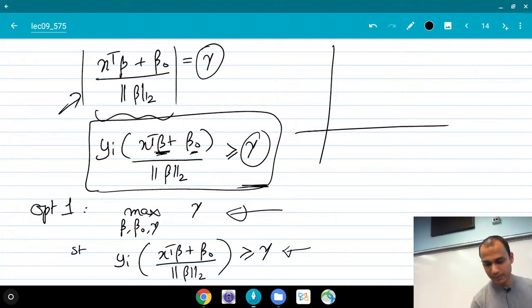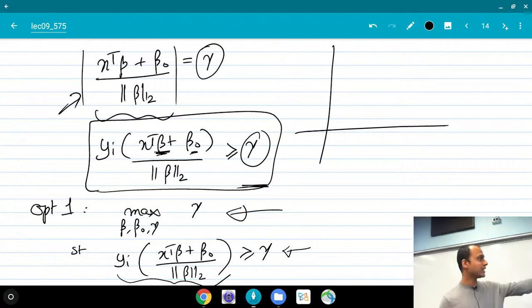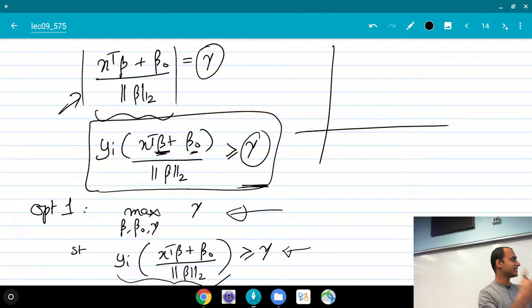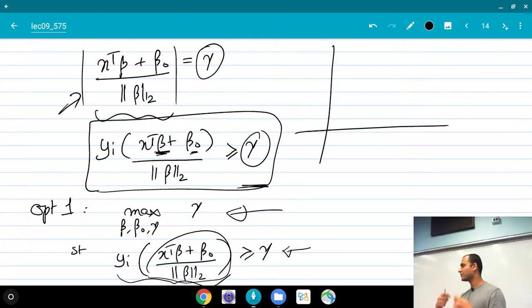So for the positive class, the left hand side is positive, and for the negative class, the left hand side is also positive, because yi is negative and this term is negative. So negative times negative is still positive, and positive times positive is still positive. So this is a first attempt at an optimization problem where we are trying to maximize the margin.